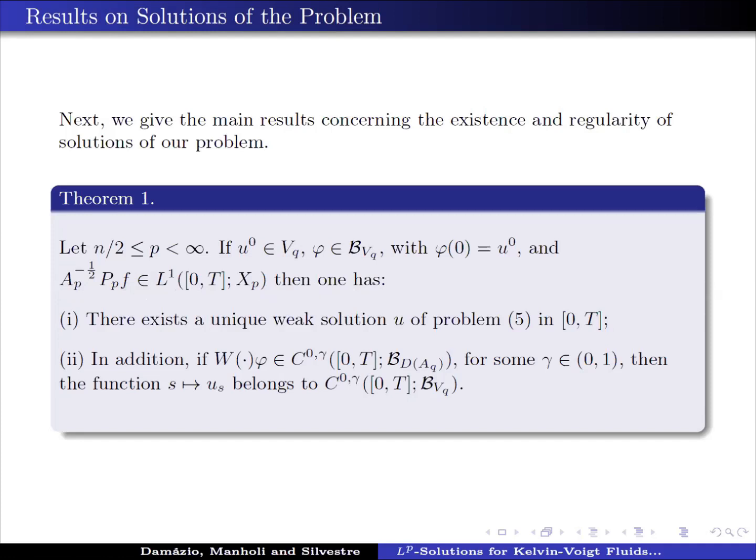The idea to prove this is to use the fixed point argument. Besides this, we get some kind of regularity for the histories in US. This W here means the semigroup that I mentioned before, which is generated by the translation, the left shift semigroup. So if this semigroup acts like this, for some gamma less than one, then this function will be in this space.